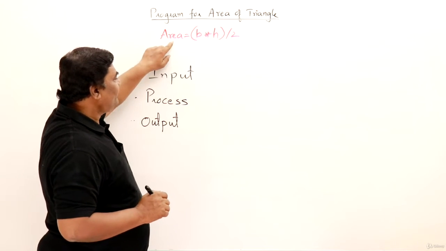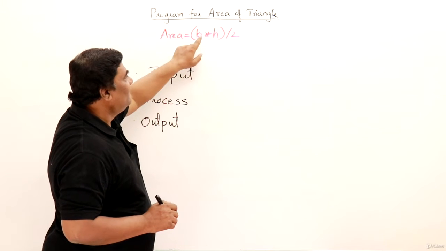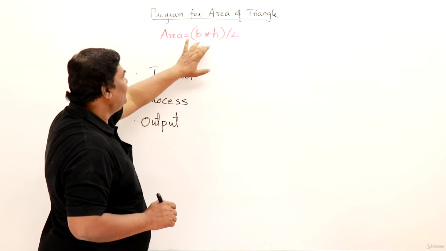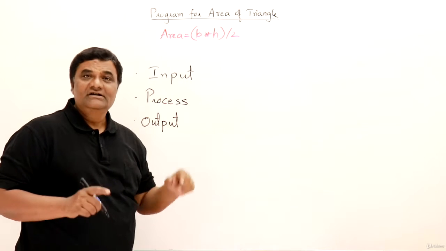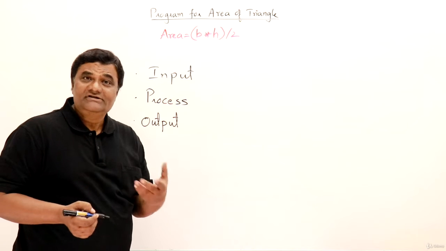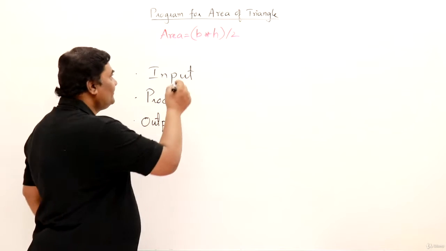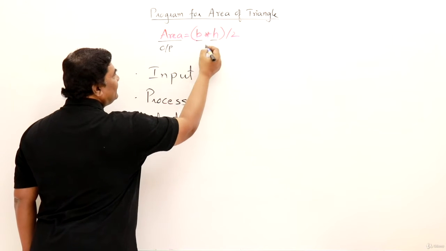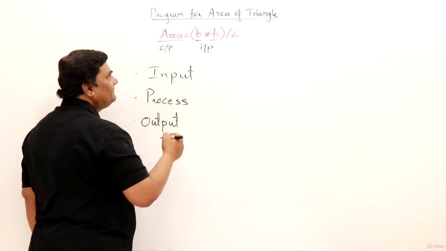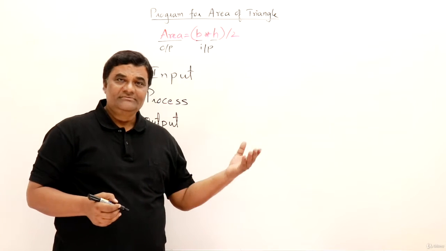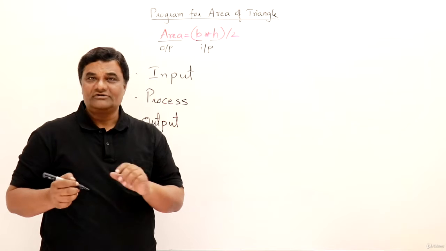We have to write a program for finding the area. So this is the formula: base into height divided by 2, and that is area. In this, what is input? Base and height are input. Then what is output? Area is output. So these two are the input of a program, right? Now the program should take two inputs and then give the output.